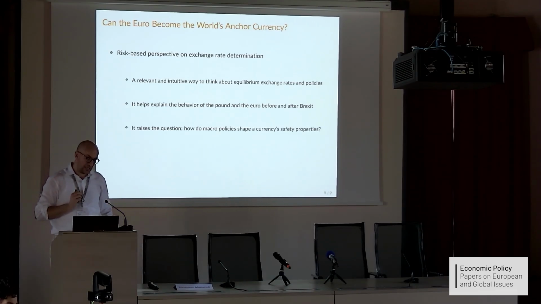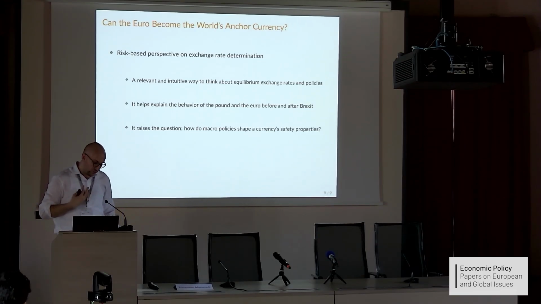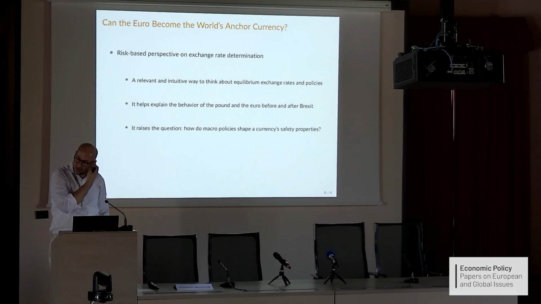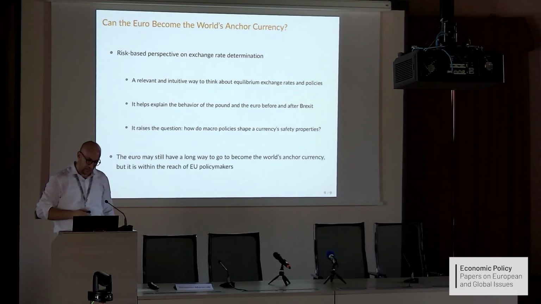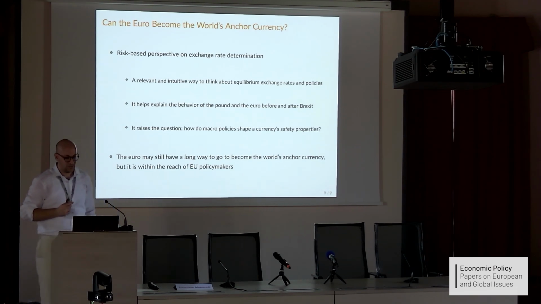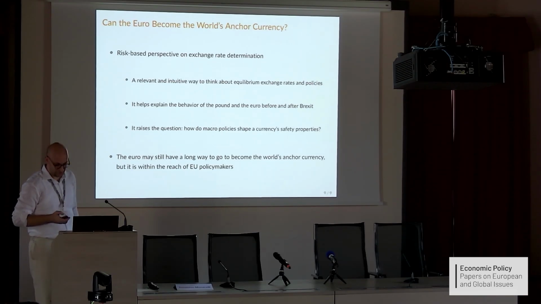I think it helps explain the behavior of the pound and the euro before and after Brexit, which is quite interesting. But it also raises the question of, first, what are the set of shocks that we think are most prominent when it comes to the euro and the euro area, and how do macro policies more broadly shape a country's safety properties and, as a result, its international borrowing cost and its potential to be the world anchor currency. To conclude, I think the euro may still have a long way to go to become the world anchor currency, but it is within the reach of EU policymakers to go in that direction. Thank you very much.